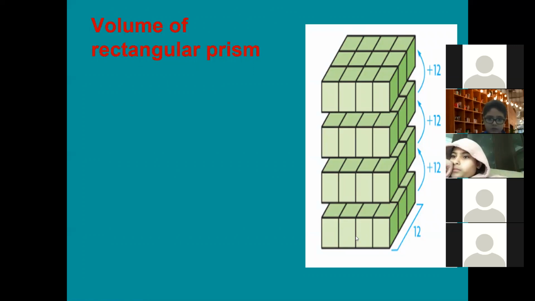Okay, so the area of the base is 12. 12 times 4 is how much? 48. Very good. So we will see how it is worked out.